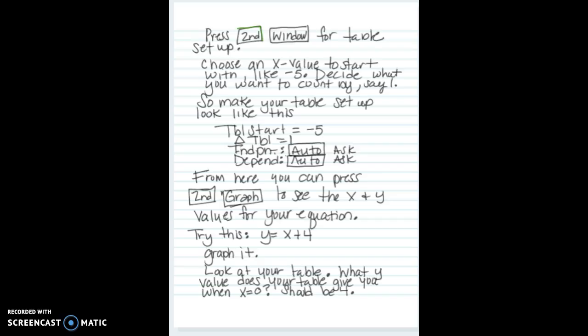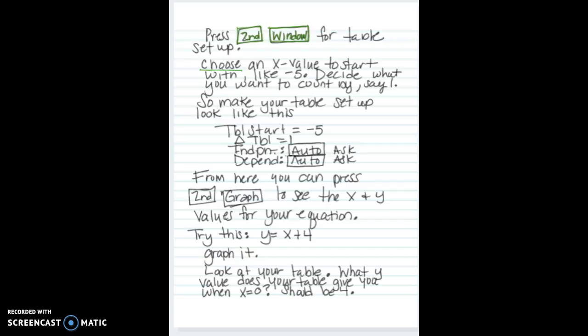So we need to press the button that says second and the button that says window, for the table setup. We choose an x value to start with, and that is a choice that you need to make. So I'm going to say -5. So we're going to choose -5.